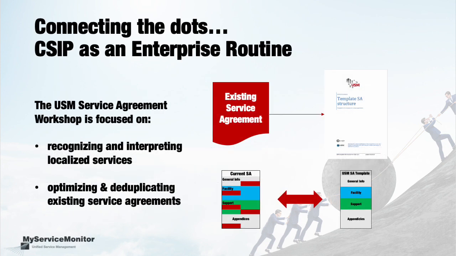In part one, we mentioned a service agreement workshop that focuses on helping customers recognize and interpret localized services in terms of the USM method. And this basically gets key staff to understand how to specify services based on the USM method and structure all agreements in a consistent, easy to understand format.